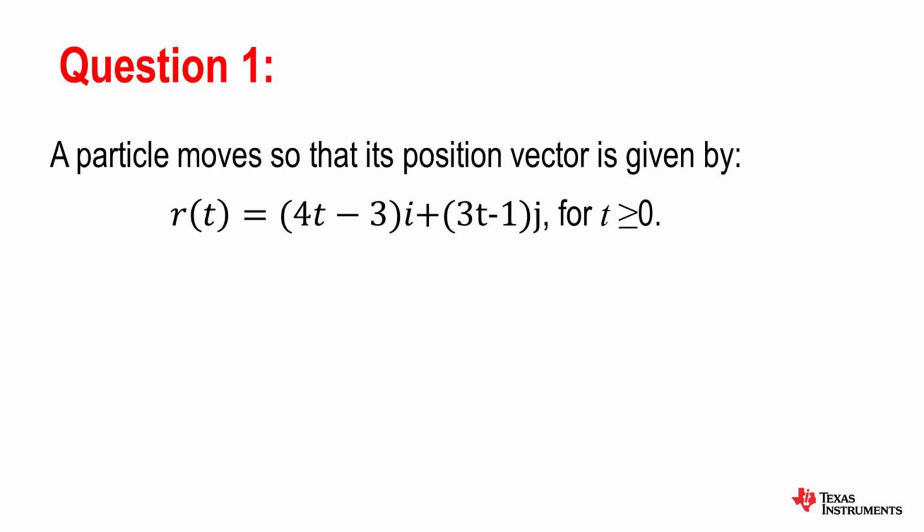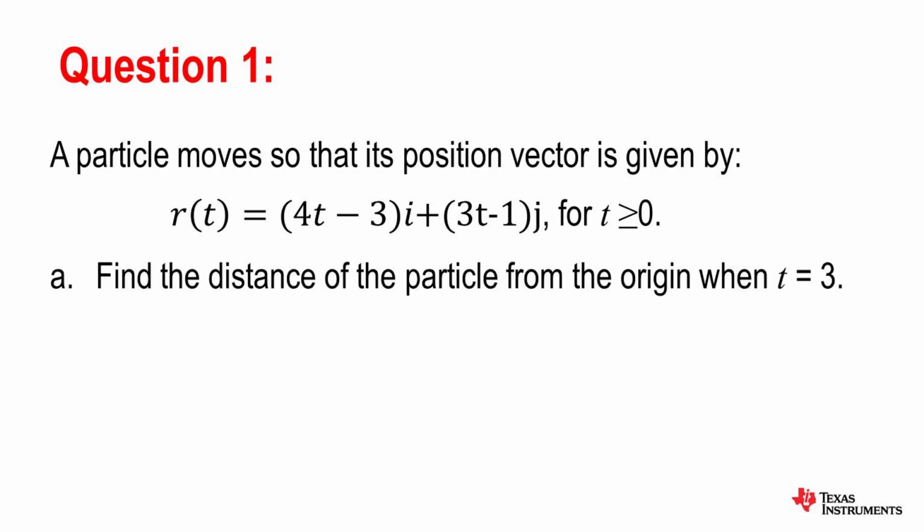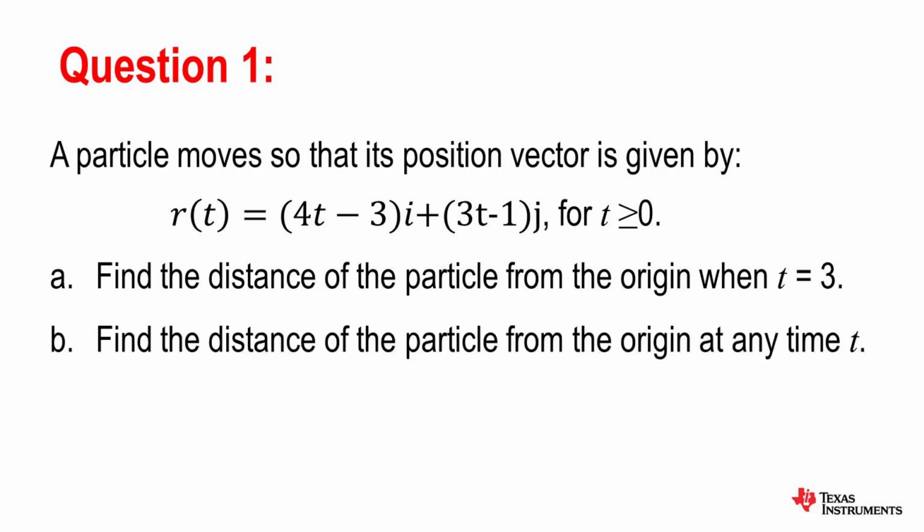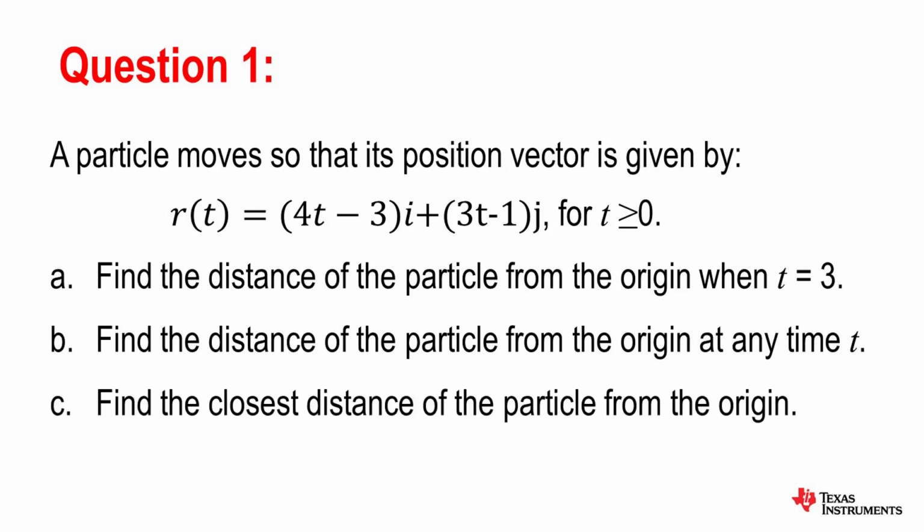A particle moves so that its position vector is given by r of t equals (4t minus 3)i plus (3t minus 1)j for t greater than or equal to 0. A couple of things we want to find here. First of all, the distance of the particle from the origin when t equals 3. Then part B, the general formula for the distance of the particle from the origin at any time t, and then the closest distance of the particle from the origin.